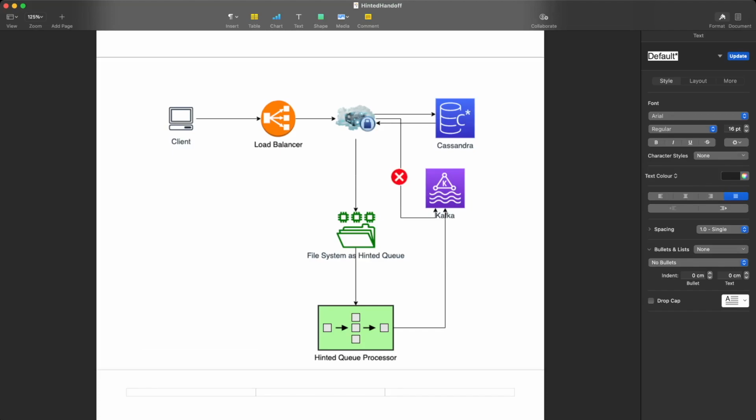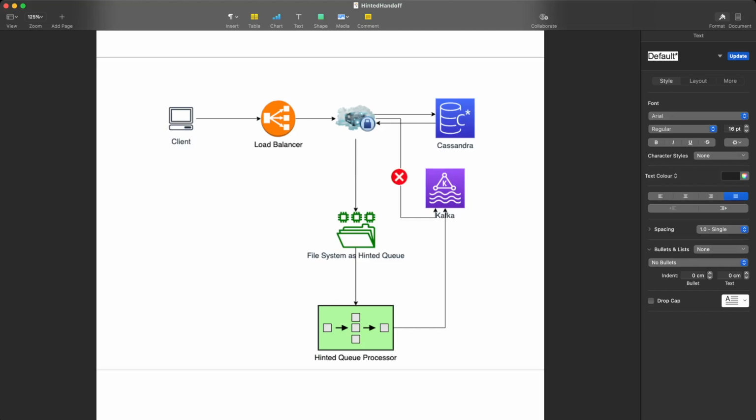So let's think of this hinted queue processor as a sidecar here. This file system is a mounted file system. So for example, next time when I come up, I will be able to get the data from this mounted file system. It will not go away. I'm going to get the container and mount it with this, so I will write it to the persistent store.